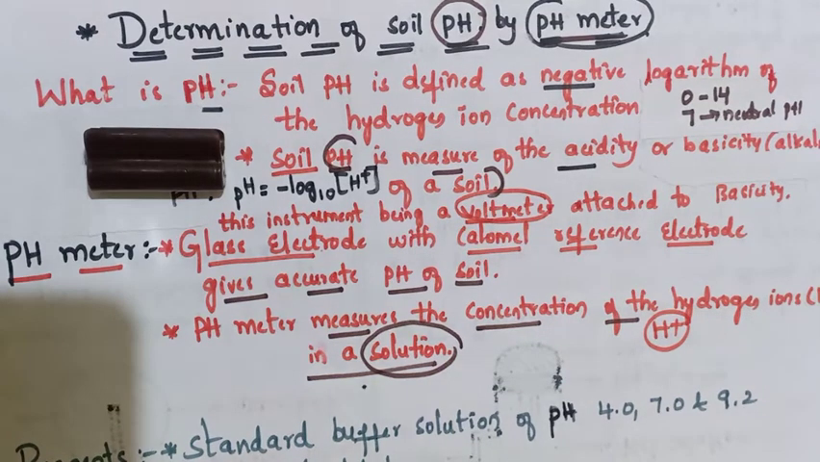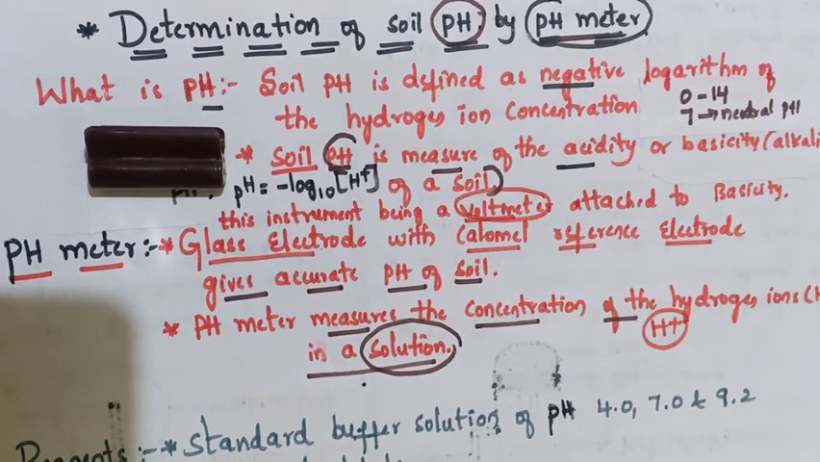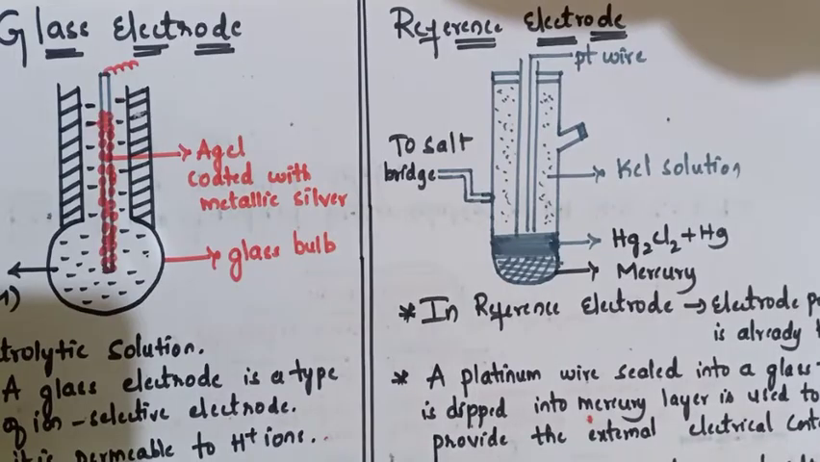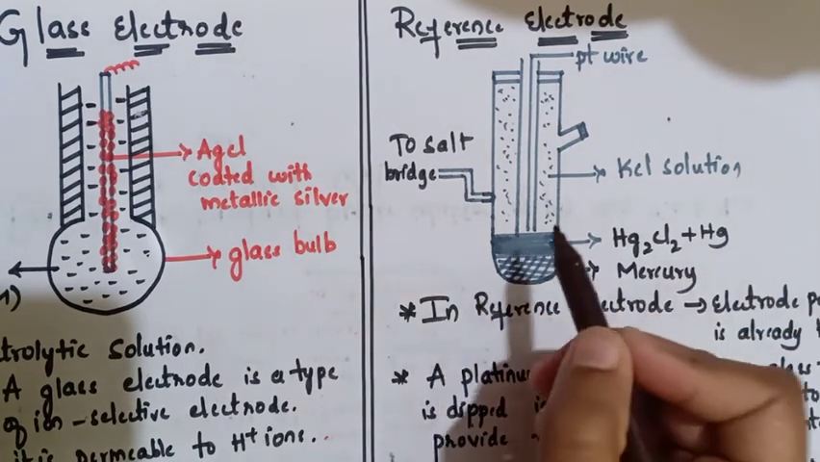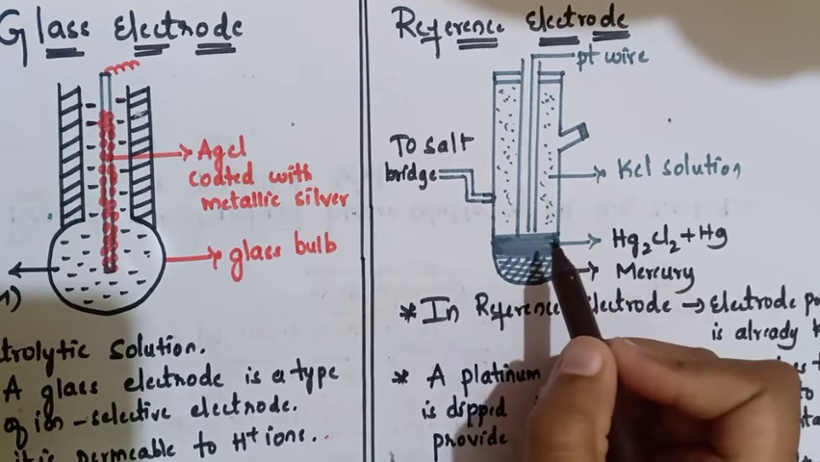Now, we have learned that the pH meter is nothing but a voltmeter which is attached to a glass electrode with a calomel reference electrode. Now, we should understand what these glass electrode and calomel reference electrode are. Let's study about that. Let us first learn about this reference electrode. Here, we are taking the reference electrode, that is the calomel electrode. See here, this is the schematic of the reference electrode.